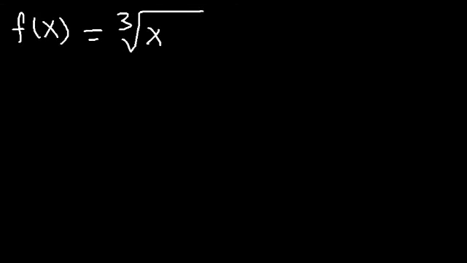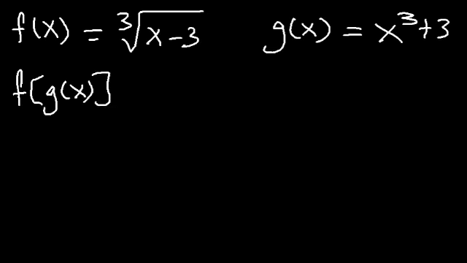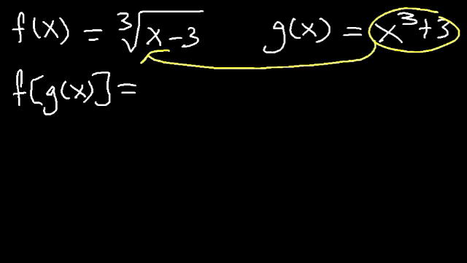Now let's try another example. Let's say f of x is equal to the cube root of x minus 3, and g of x is equal to x cubed plus 3. Are these two functions inverses of each other? Go ahead and prove it. So first let's find f of g of x. So g is the input function. So let's replace x with x cubed plus 3. That's what I meant to say.